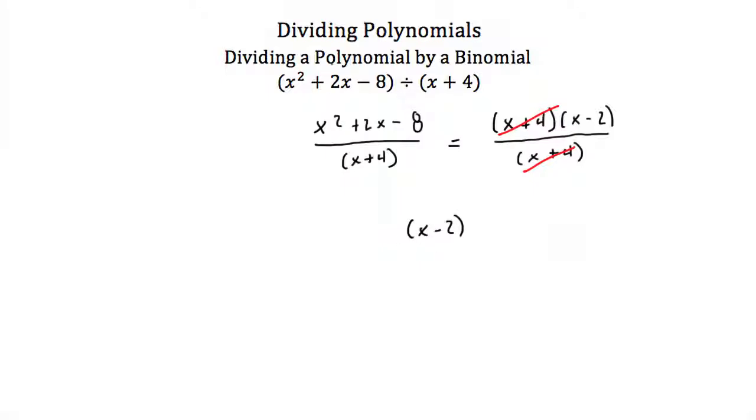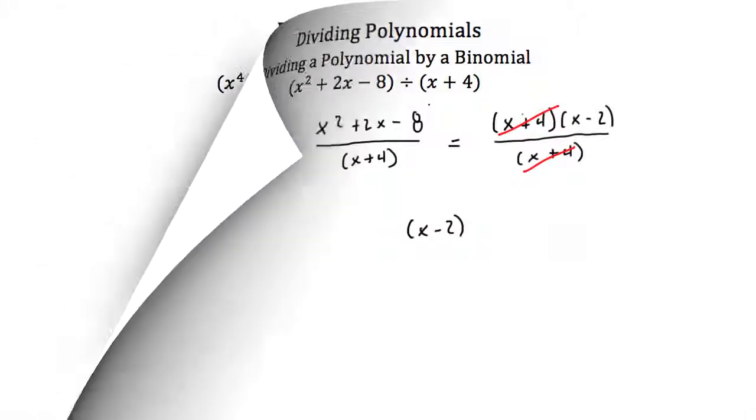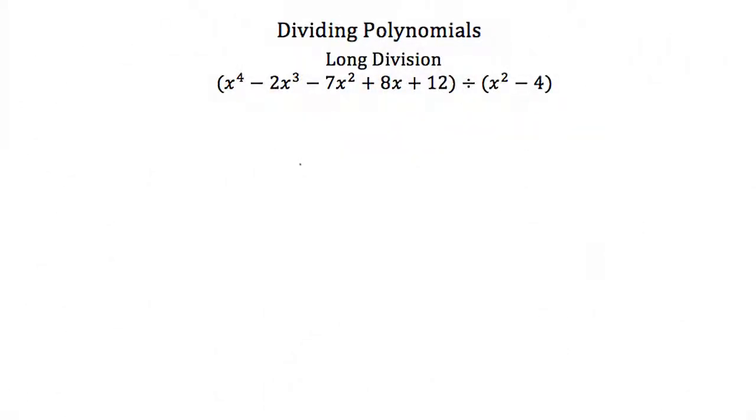So whenever you're dividing a polynomial by a binomial, the easiest way is to try to factor the numerator and see if you have a like factor in both the numerator and the denominator. If you don't have a like factor, then you have to use a different form of division. This other form of division is called polynomial long division.